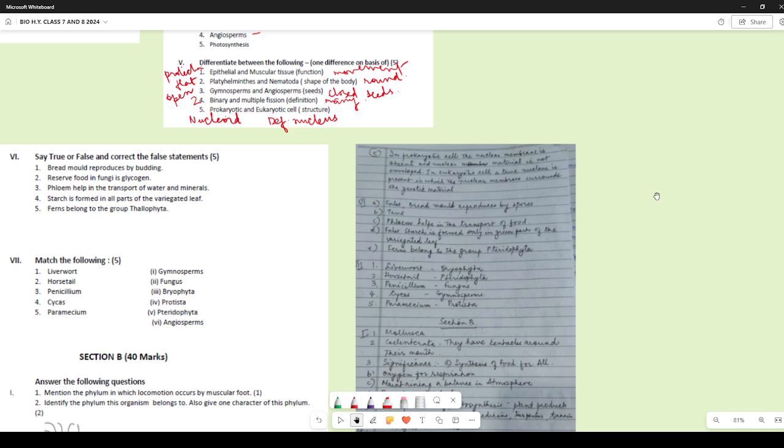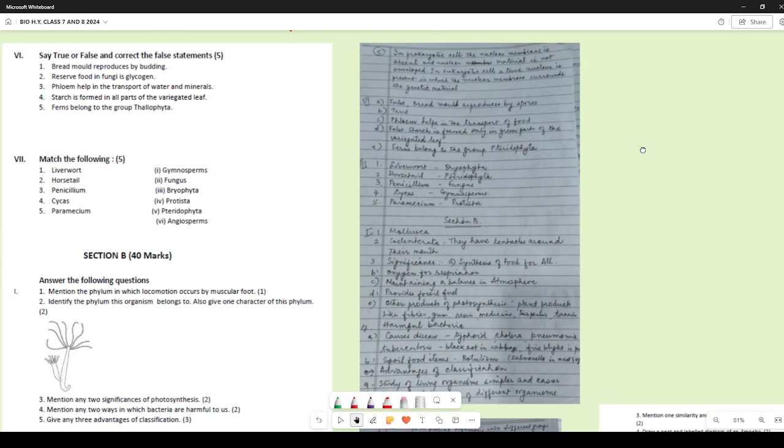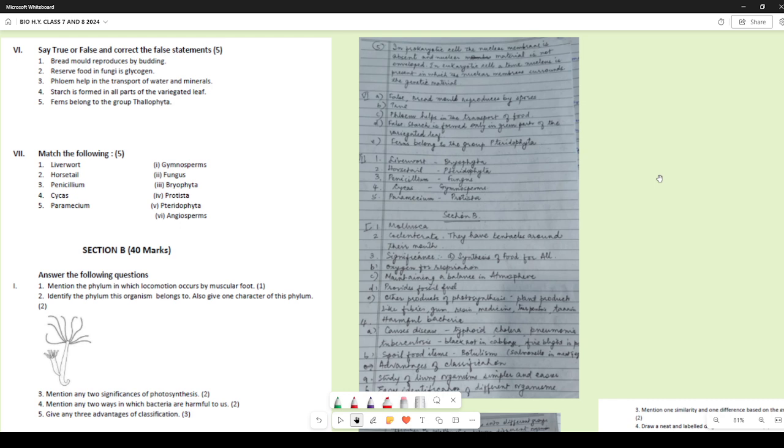Now, let us check out the true and false statements. Bread mold reproduces by budding. No, it reproduces with the help of spores. Reserve food in fungi is glycogen. True or false? Yes, it is true.